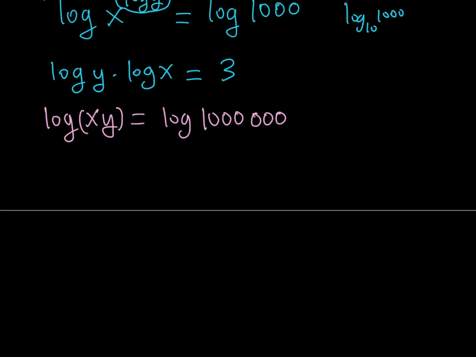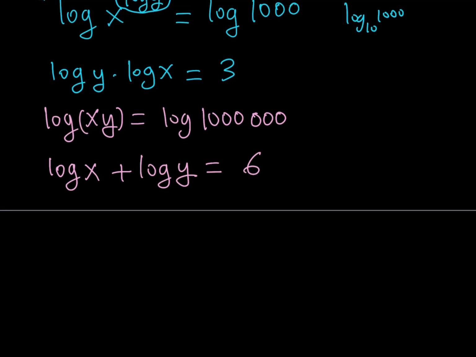And as you know, log xy, we have the product to sum. Is that what it's called? Or just expanding it? Whatever you want to call this, log xy can be written as log x plus log y. And then log 1 million is 6 because 1 million has 6 zeros.